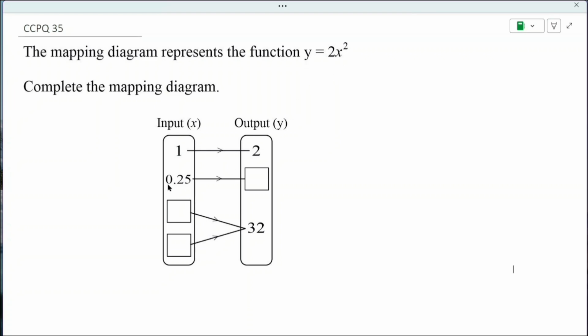The next question says when x is 0.25, what's y? This question is not just a mapping question. It's also a question that tests you on working with decimals or converting decimals to fraction, then solving. So we have 0.25 as x, and the function is y equals 2x squared. We can plug in 0.25 here as x and multiply it by itself, then multiply it by 2 to get the value for y. Or you can convert this to fraction first, then plug it into the function equation and find the value for y.